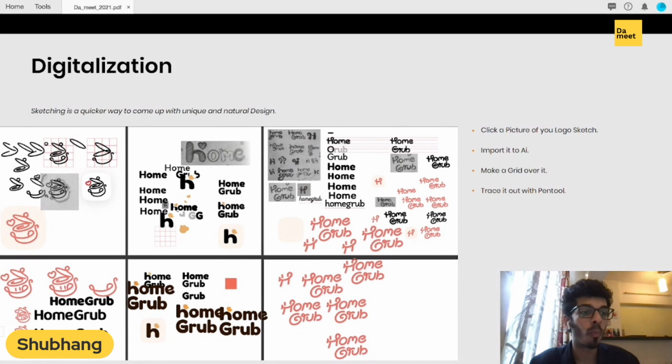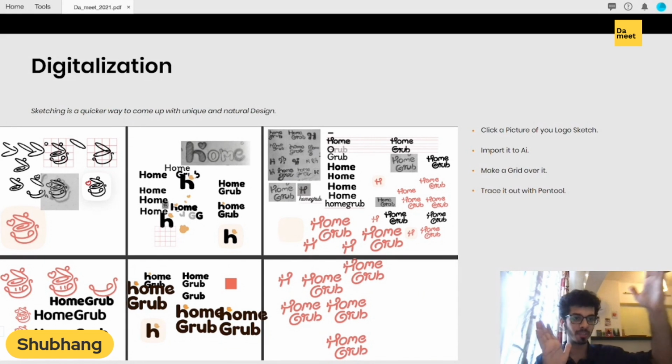And now, why should we not make logos on Photoshop? Because most of the logos which you would make would be required on a surface as small as a business card, like this small, or it can also be on a banner which is like this big.